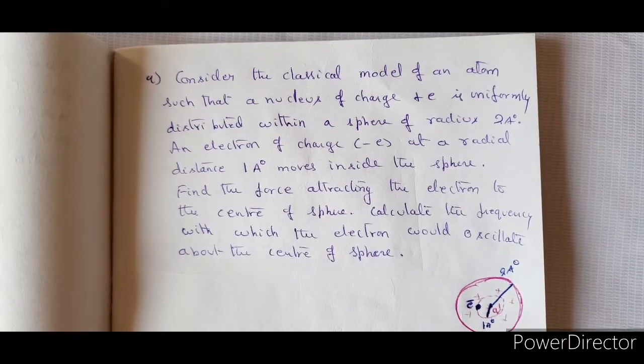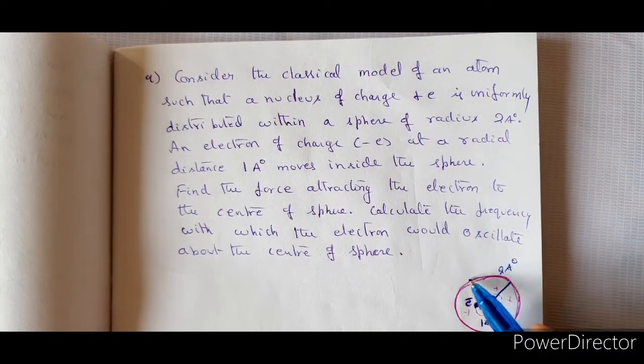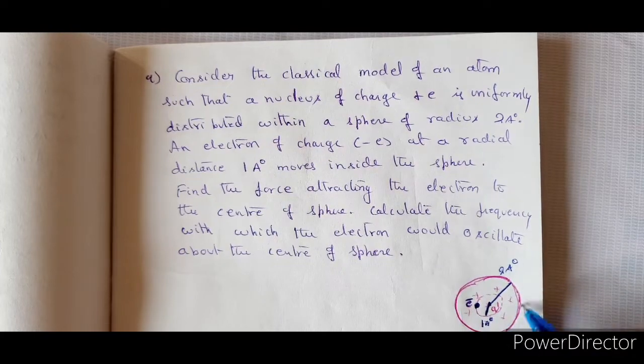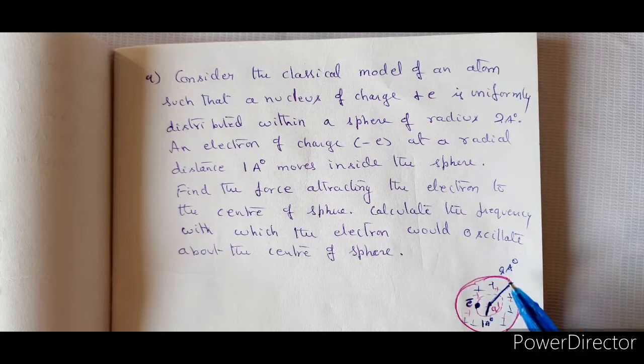So now the next problem. Consider the classical model of an atom such that a nucleus of charge plus E is uniformly distributed within a sphere of radius 2 angstroms. So this is something like a nucleus of a particular atom. We are not bothered about which atom it is. It is having a radius of 2 angstroms.